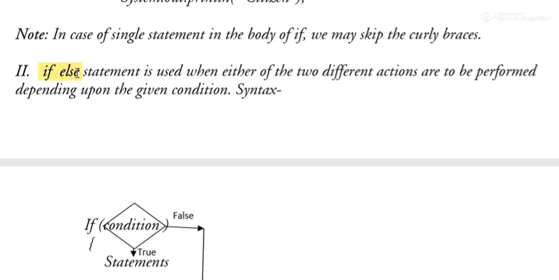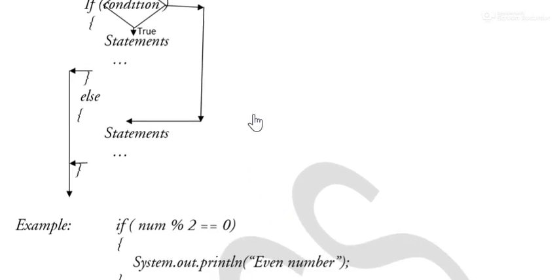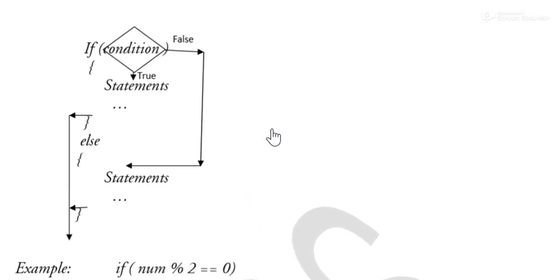If-else is used when we have to perform two different actions depending on a certain condition. Look at this example. In this syntax, if this condition is true, then these statements are executed, and if this condition is false, then it comes into the else block and this statement will get executed.